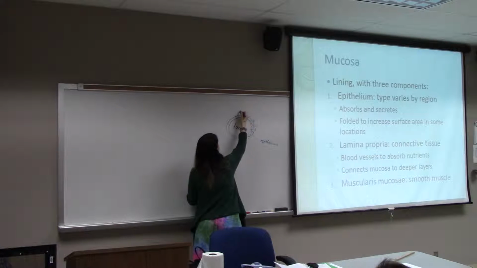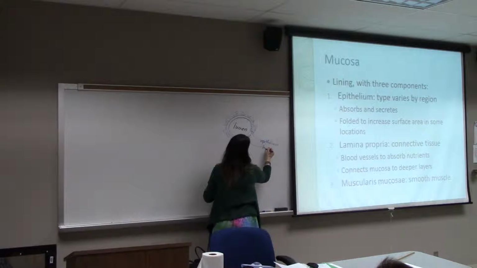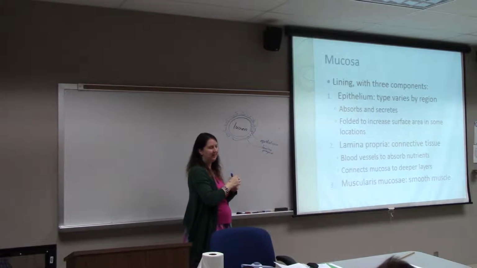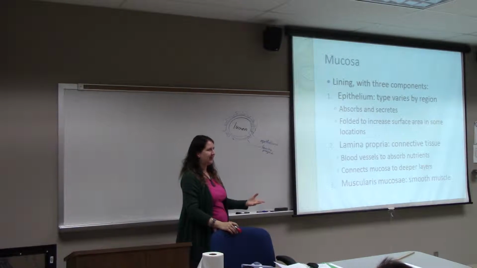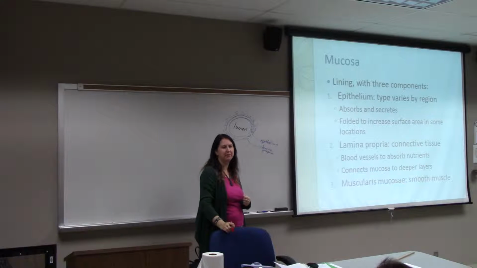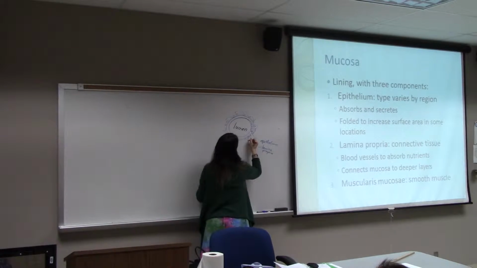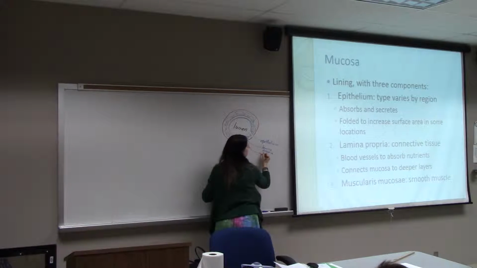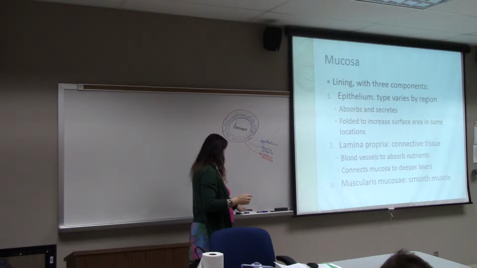Moving out from the epithelium is connective tissue called the lamina propria. Which means its own layer. That is where the small blood vessels are to provide nutrients to the epithelium and to pick up the nutrients that are coming in. And then the last part is the muscularis mucosae, which is a thin layer of smooth muscle.